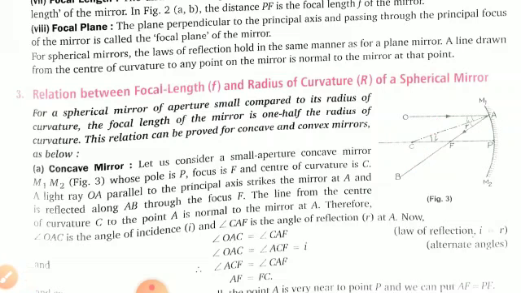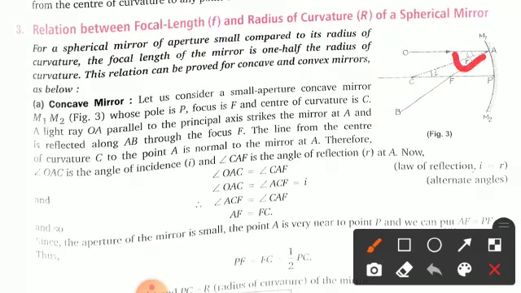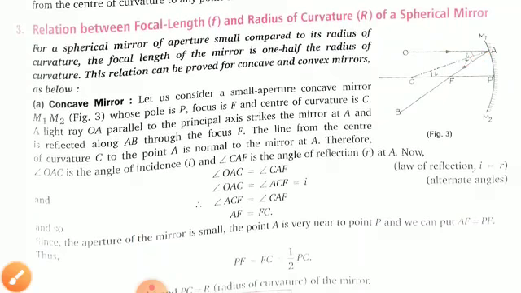So angle OAC is the angle of incidence I, and angle CAF, you can see here, is the angle of reflection, which is your R. I hope you are able to see, this is your angle of reflection. Now angle OAC is equal to angle CAF. Why? Because they form a pair of alternate angles. So angle OAC is equal to angle ACF, that is your I. Clear? Therefore angle ACF is equal to angle CAF.